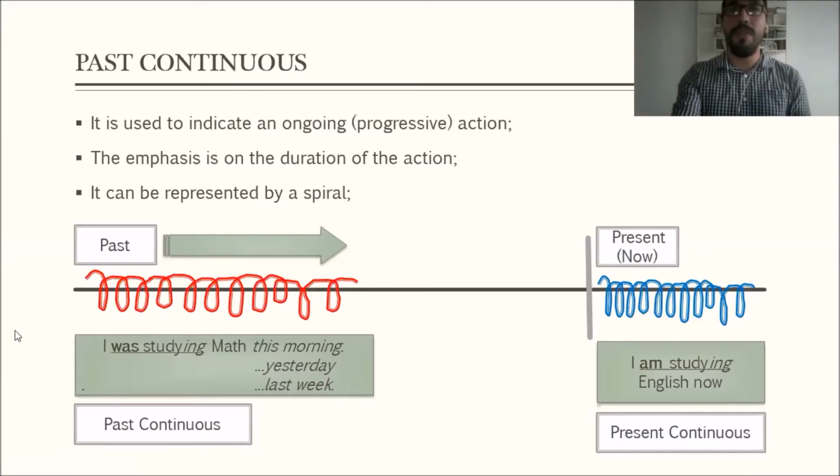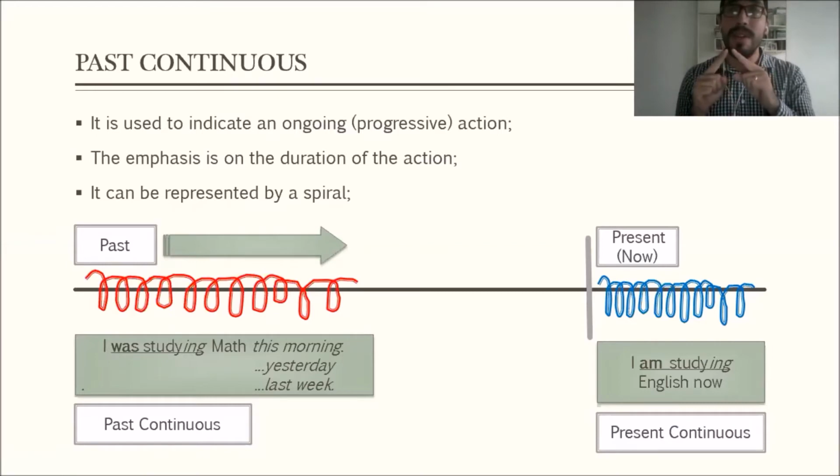So right here, if you look down, you have a box and we have an example. I was is the verb to be in the past. I was studying math this morning. I was studying math this morning. You were doing that, okay? So from 8 a.m. until 9, you were studying math.